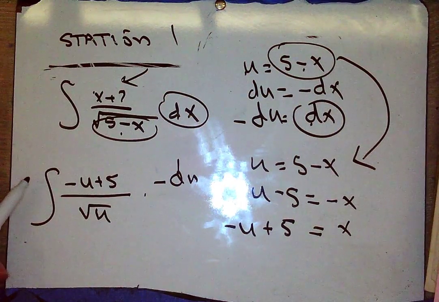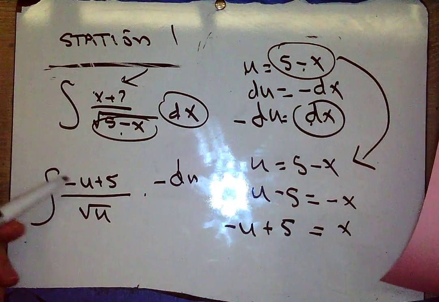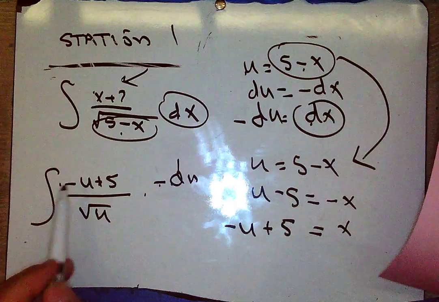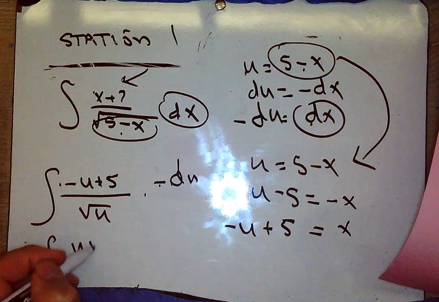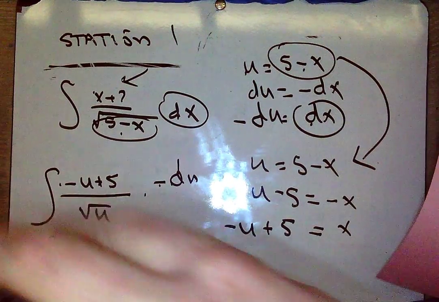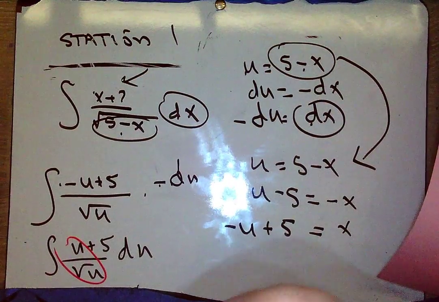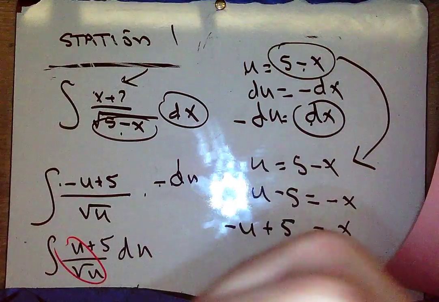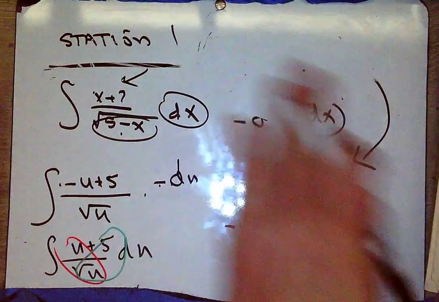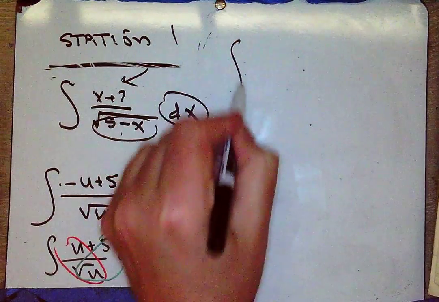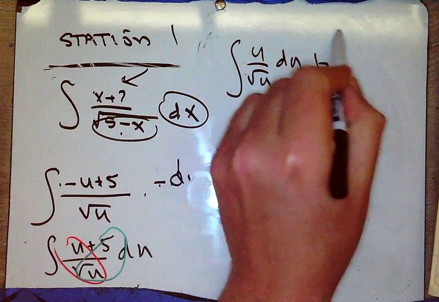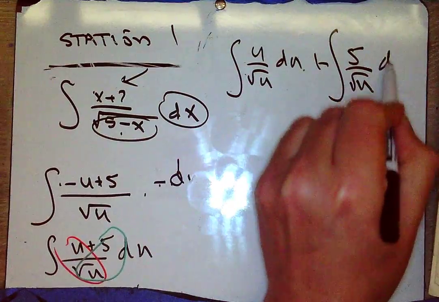All right. And my recommendation here would be to distribute the negative: negative times positive, negative times negative, and rewrite this as (u plus 5) over square root of u du. But then there's this other thing I want to do. It's a very algebra thing. I want to split this up into 2 integrals. And I want to use my integral properties to evaluate these 2 separate integrals. So what's that going to look like? Well, that's going to look like the integral of u over square root of u plus the integral of 5 over square root of u du.